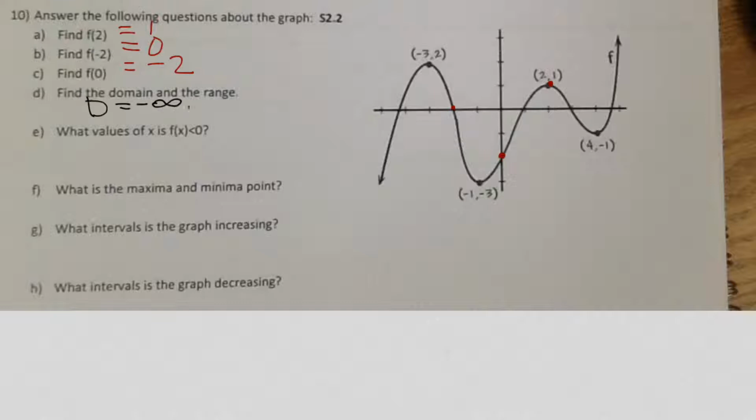Domain and range. My lowest x to my highest x, well, we have arrows here, so my domain is negative infinity to infinity. How about my range? The highest y to the lowest y is also negative infinity to infinity.